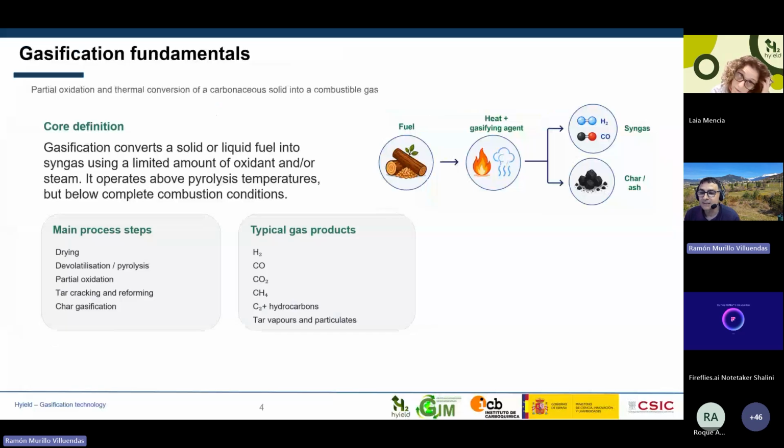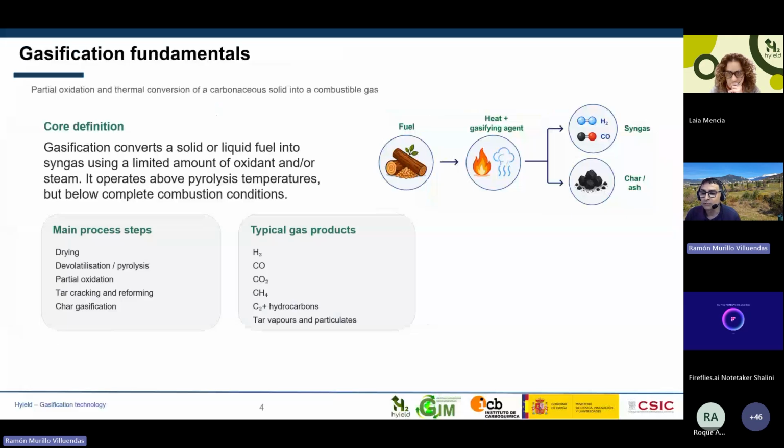Inside the reactor, several stages take place, often simultaneously. First, the feedstock is dried and moisture is evaporated. Then the volatilization or pyrolysis takes place, releasing volatile compounds and producing char. After that, partial oxidation reactions generate heat, while the cracking, reforming, and char gasification progressively convert the solid and volatile products into permanent gases. The final raw gas contains mainly hydrogen, carbon monoxide, carbon dioxide, and methane, together with light hydrocarbons, tar vapors, and particles.